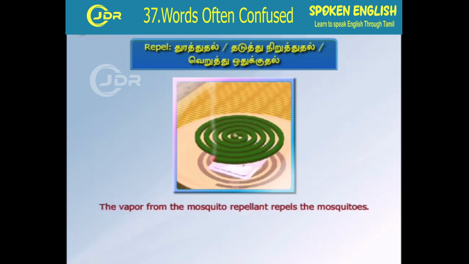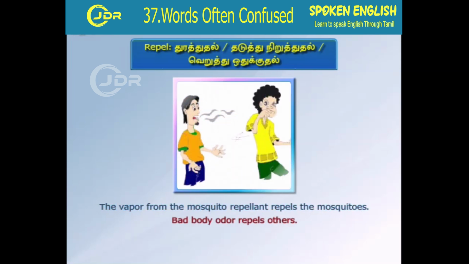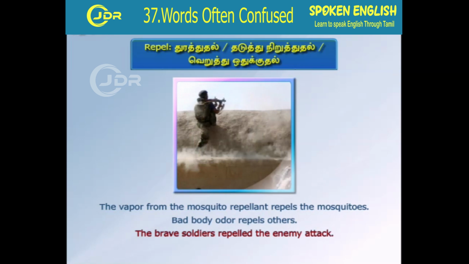Repel. The vapor from the mosquito repellent repels the mosquitoes. Bad body odor repels others. The brave soldiers repelled the enemy attack.